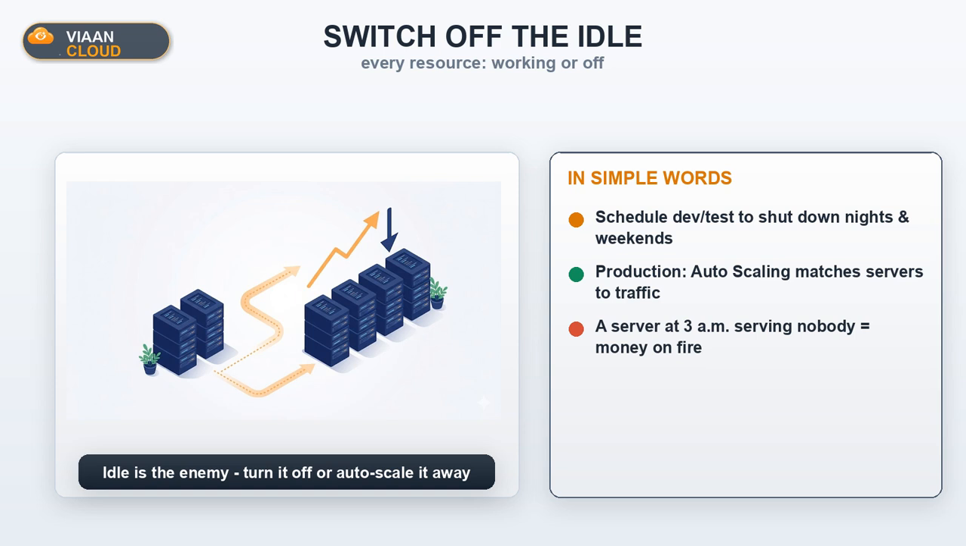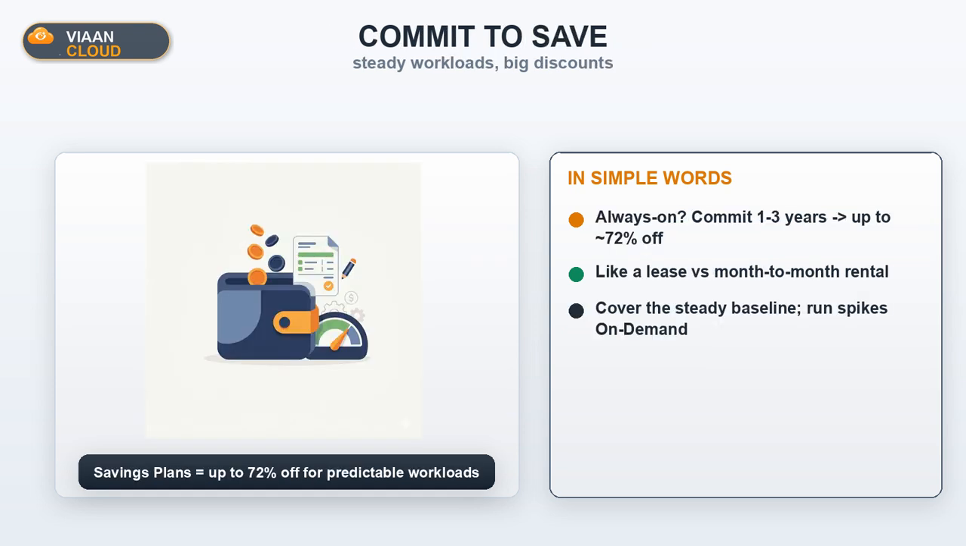A running server at 3 a.m. serving nobody is just money on fire. For the workloads that genuinely do run all the time, stop paying on-demand prices for them, commit and save.